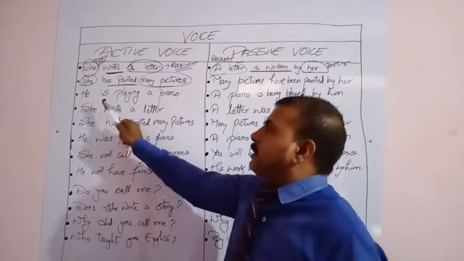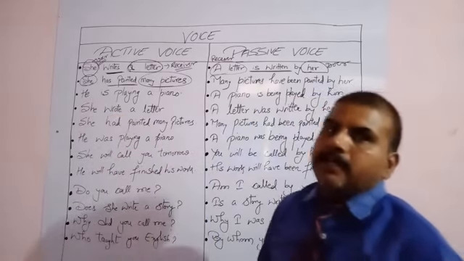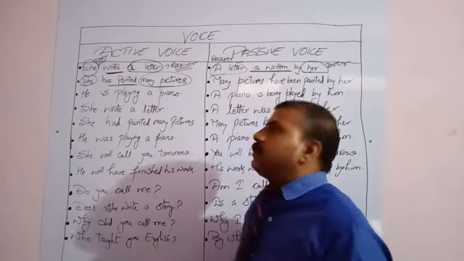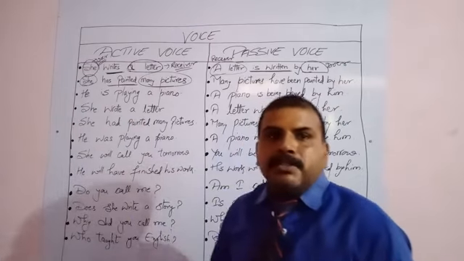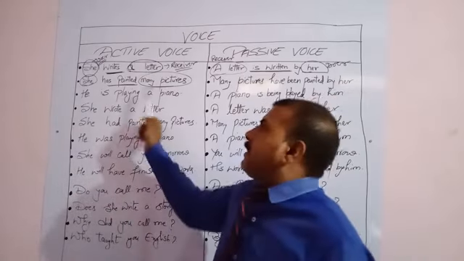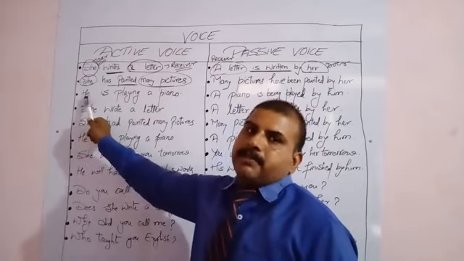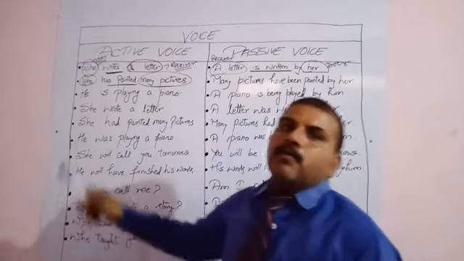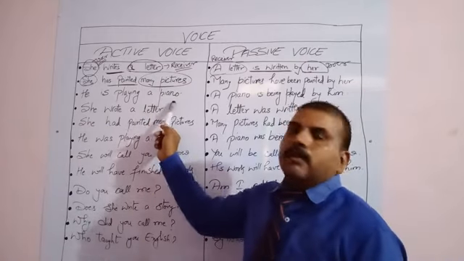Third example: he is playing a piano. "Is" denotes present, "playing" denotes continuous, so this tense here is present continuous. He is playing a piano. Who is playing? He, the doer of the verb, is the subject here, so it is active voice. A piano is the receiver of the verb.